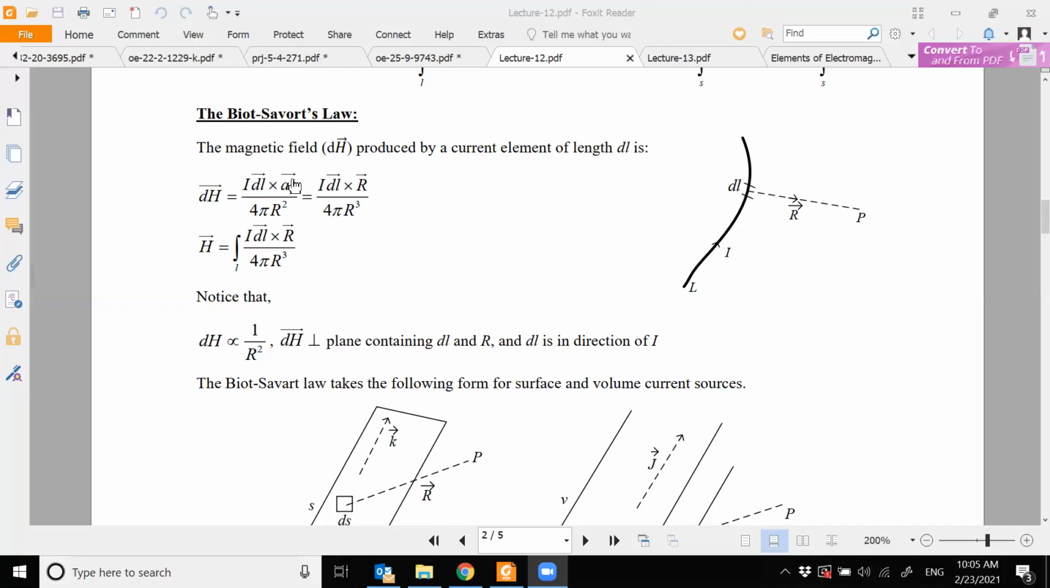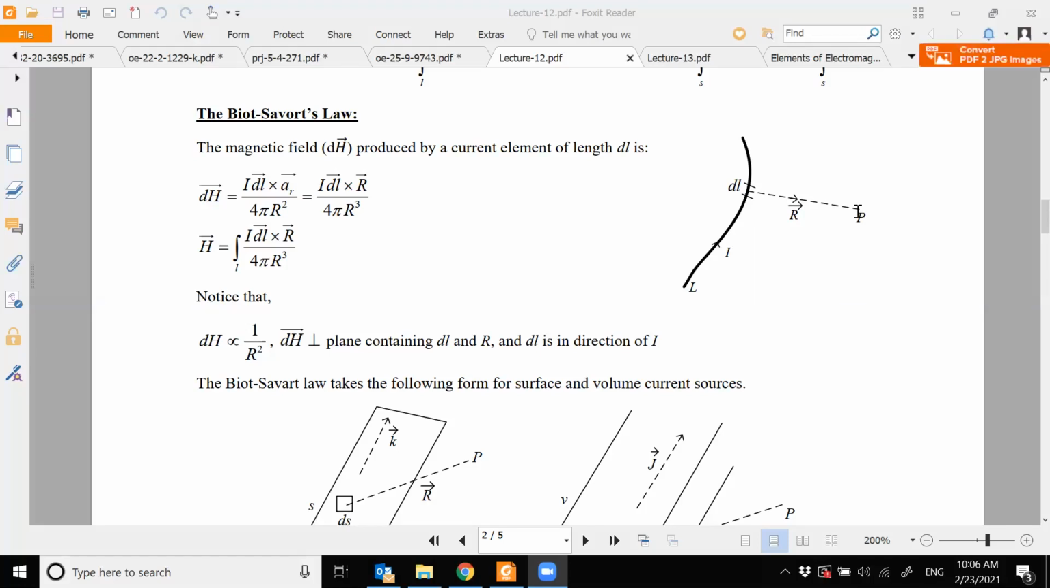At this observation point P, due to this small elemental length, is given by dH bar is equal to I dl cross AR over 4 pi r square. What is this AR? Again, R bar is the distance vector which is pointing from the source to the observation point. And AR is the unit vector along this distance, along this line. And its direction is again from the source to the observation point.